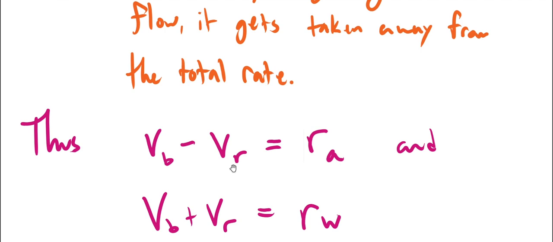But when they're traveling downstream, when they're going together, the boat and the river go along with each other. The boat goes some, and the river pushes it a little bit more in the same direction. And that's going to be what we call the rate with.